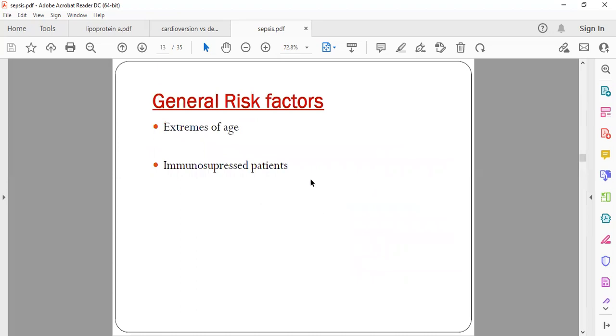What are the generalized risk factors? These are the patients who are more prone to infection converting into sepsis. That is extremes of age, like very elderly patients or newborn babies, or patients on immunosuppression.